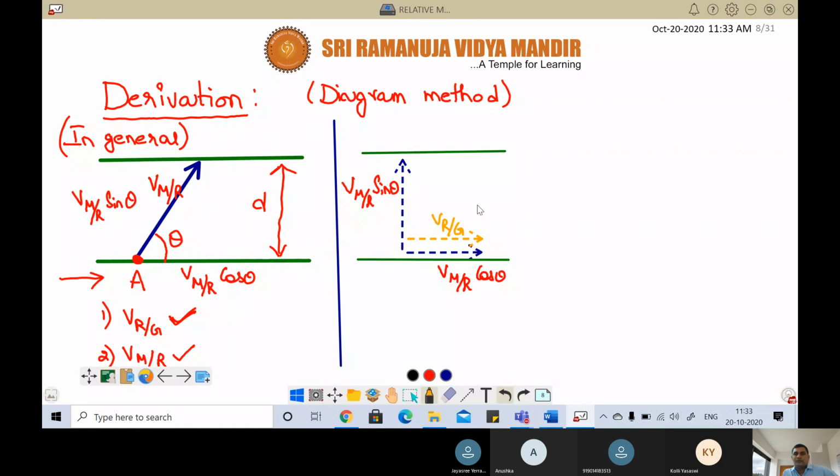To make it simple, let us call the velocity of river u, and the velocity of man with respect to river we call v. Please remember this. Velocity of river is u, velocity of man with respect to river is v. So in simple terms, I can write this one as u, and this one as v cos theta and v sin theta.